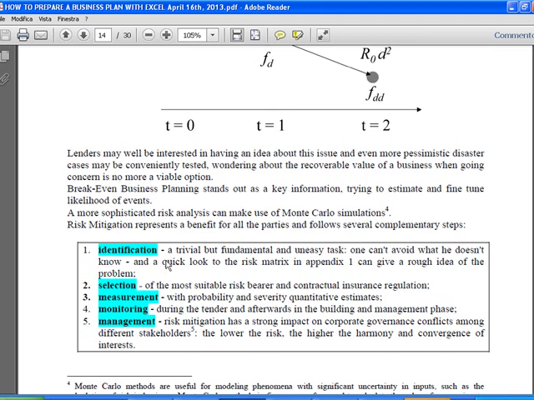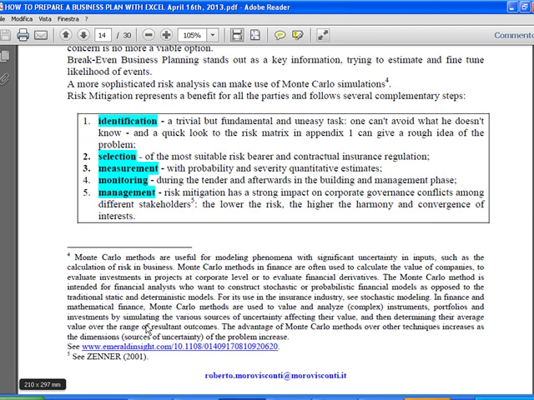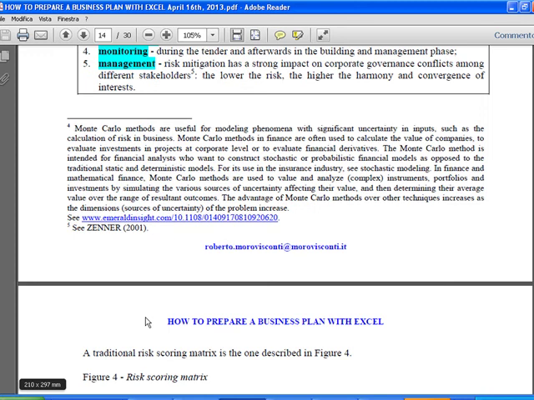We have to identify risk, select it, measure risk, monitor and manage risk combinations. This is going to be very useful, also with some Monte Carlo simulation or with other sophisticated statistical devices.